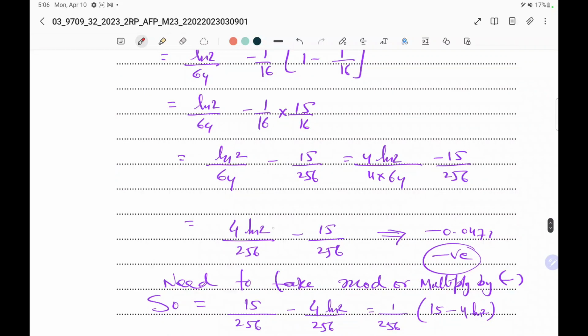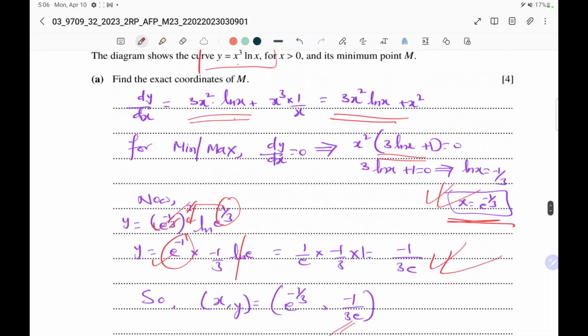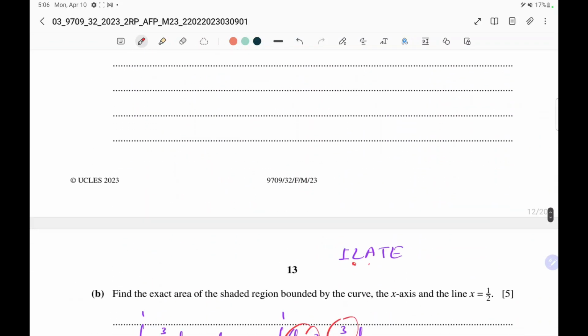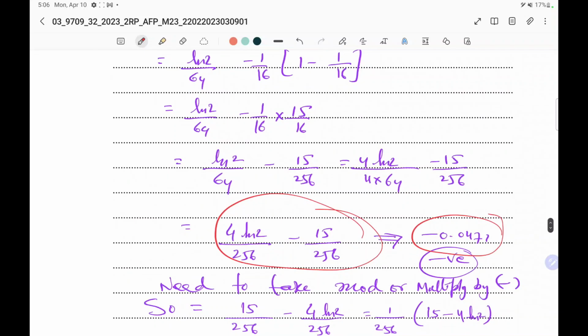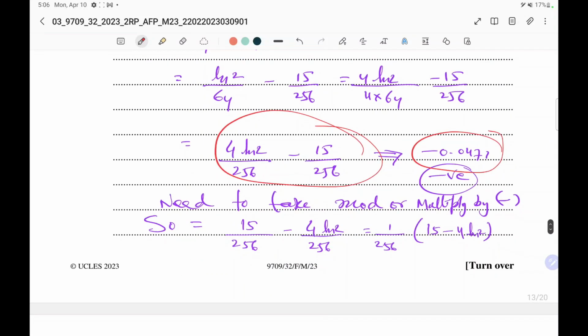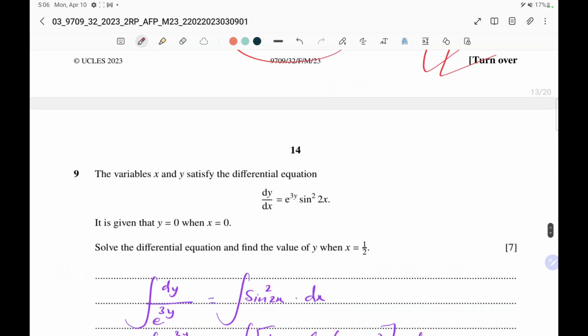I got this one, 4 ln 2 over 256 minus 15 over 256, exact value. When I use this in the calculator, then I got negative. Obviously we should get a negative value because it is below the x-axis. But you know that when we give area, then area should be positive. So what we need to do is either apply mod over here, or you can apply an extra minus. When you apply the extra minus, then this is negative, this is positive. So we will get this. You can take 1 over 256 common, you will get this: 1 over 256 bracket 15 minus 4 ln 2.